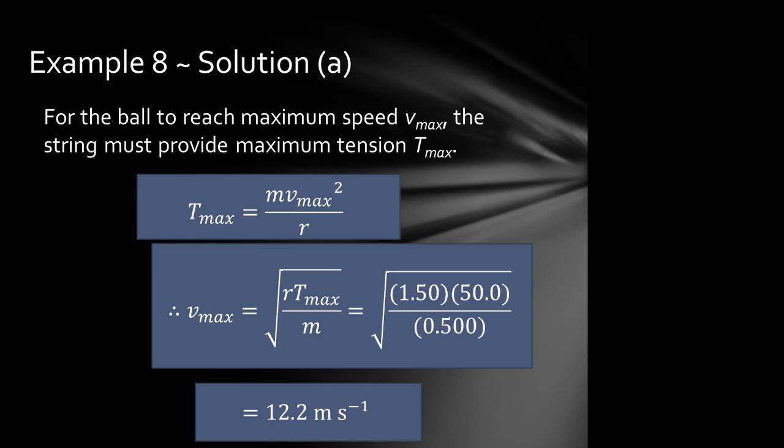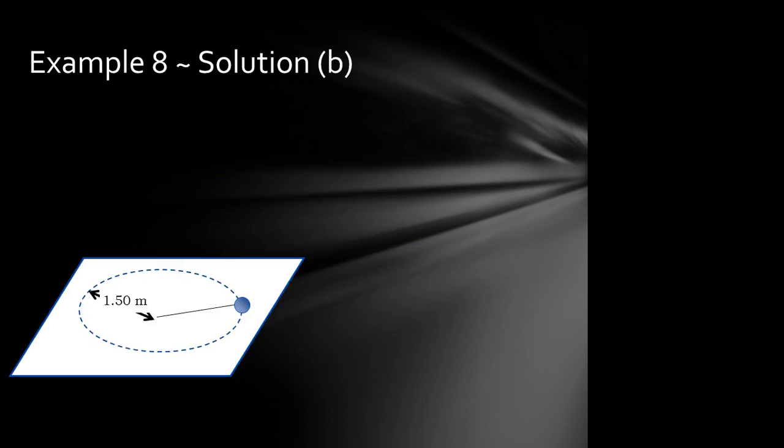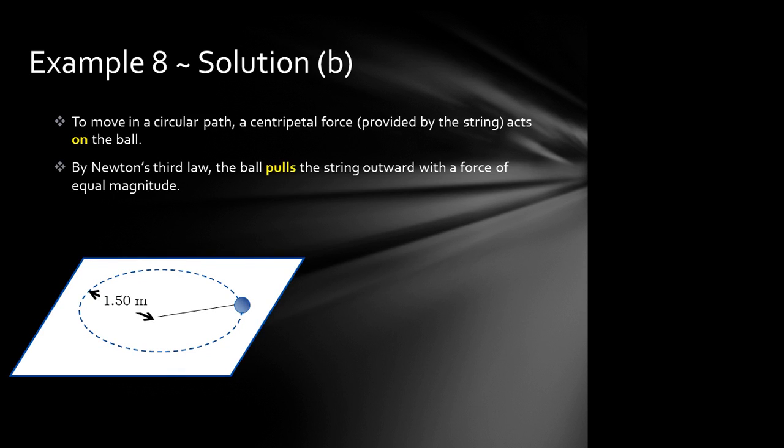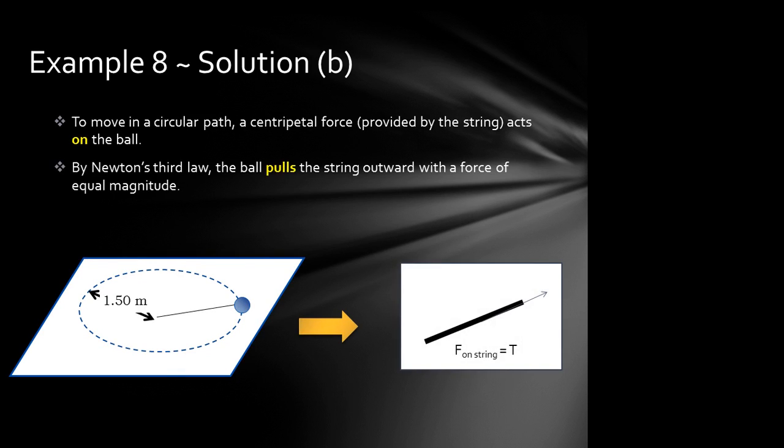Okay, I hope you do not need to copy this because you should be able to do it by yourself. Right, in the next part, I'm going to explain why the string breaks. Well, a very short answer would be, because the tension in the string exceeds 50 newtons, therefore it breaks. But you could explain it with a little bit more detail by saying that to ensure that the ball moves in a circular motion, the string must exert a force on the ball, which also means that the ball exerts an equal and opposite force on the string in the opposite direction.